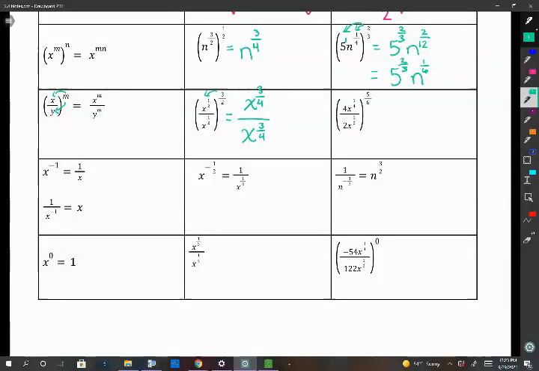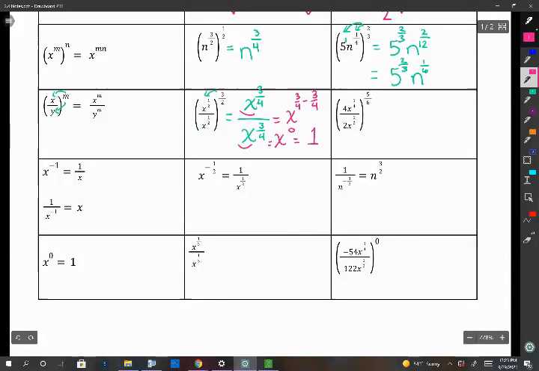And now it's a division problem where the bases are the same, and so then we can subtract. So this is x to the 3/4 minus 3/4, which means that you've got x to the 0, which gives us 1. Now we could have also simplified first.